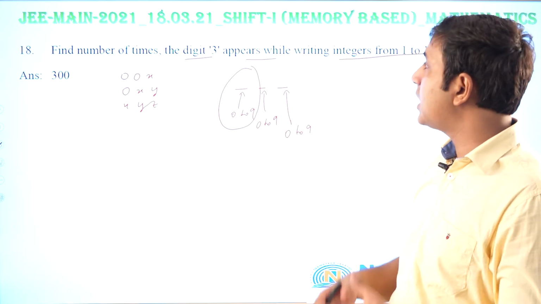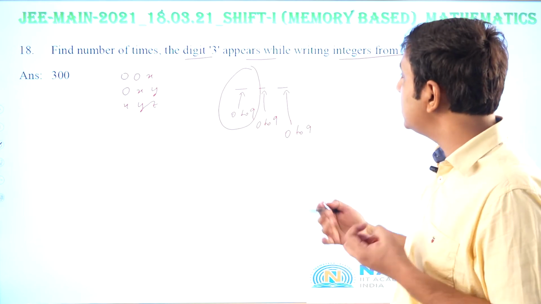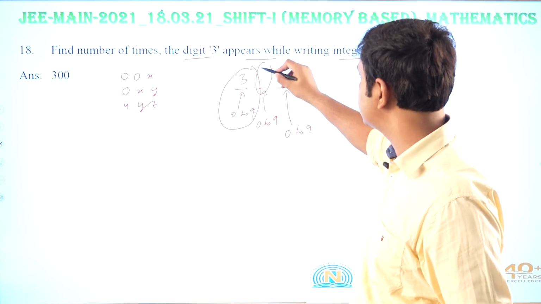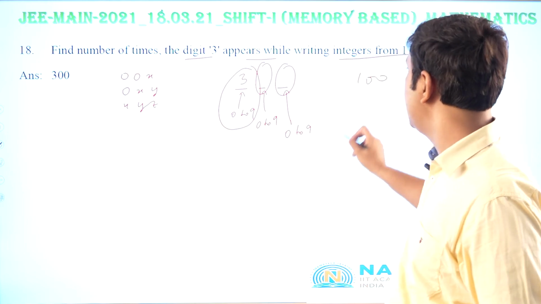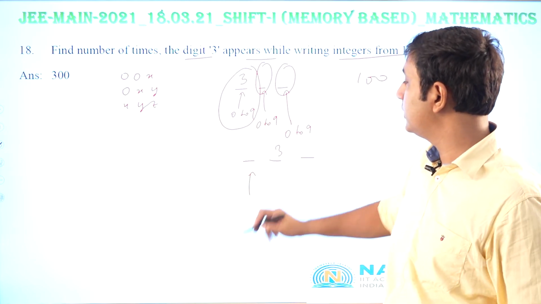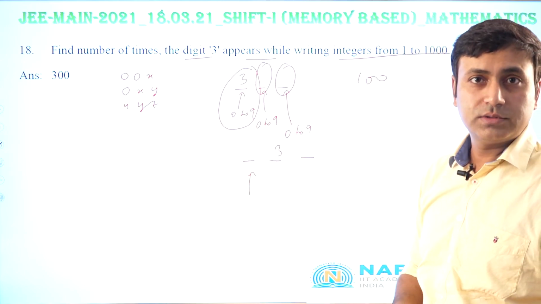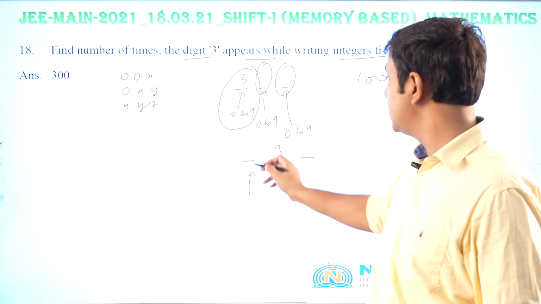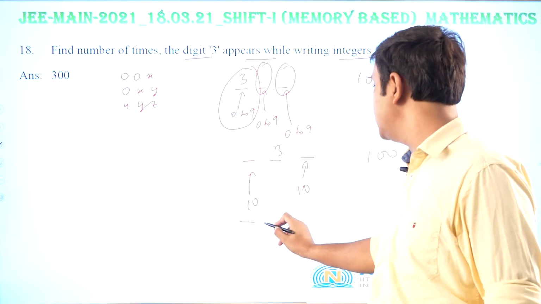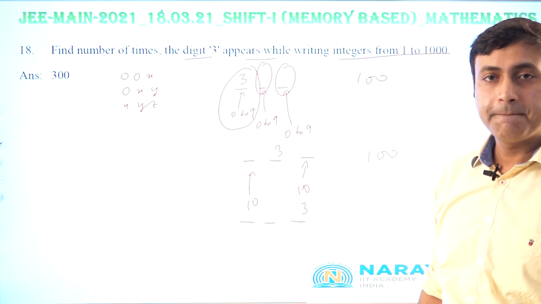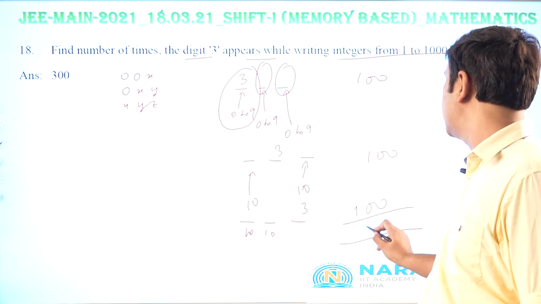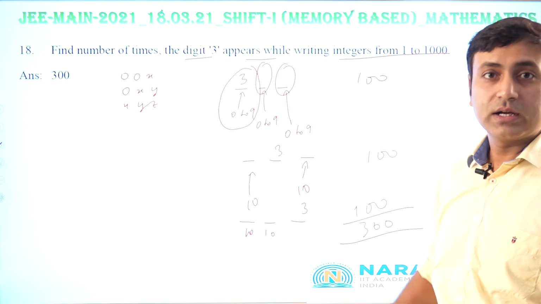If we are counting the 3's that will appear, how many times will 3 appear here? 10 ways of filling this place, 10 ways of filling this place, which is actually 100. How many times will 3 occur in this place? Notice that here also we are counting the cases in which 0 occurs, which will make the number 2 digit. So 10 ways to fill this place, 10 ways to fill this place, again 100. And how many times will 3 occur here? Again 10, 10, so again 100 ways. Counting all, we have a total of 300 ways of counting 3.